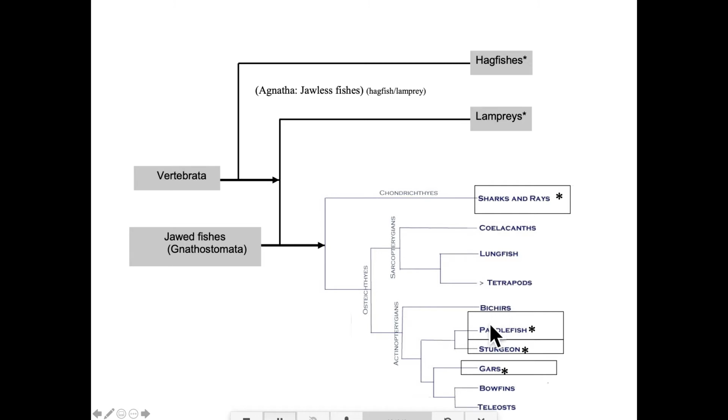So we're moving back on to our asterisk fish. So we're going to be moving to the Actinopterygians. So these are now jawed fishes, right? We're moving further down to more modern fish, higher evolutionary status. So first we're going to be talking about the sturgeons.